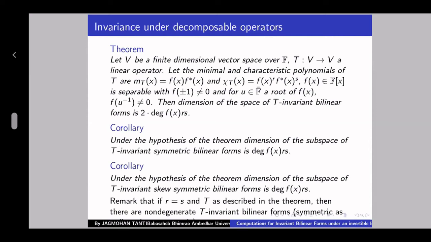Earlier we had done the same type of things for p of x, an irreducible factor. So the same thing here. The subspace of T invariant symmetric bilinear forms is of dimension degree of f of x times rs, and the subspace of T invariant skew symmetric bilinear forms is of dimension degree of f of x times r into s. Again here, if r equals s, then there are non-degenerate T-invariant bilinear forms, symmetric as well as skew symmetric.